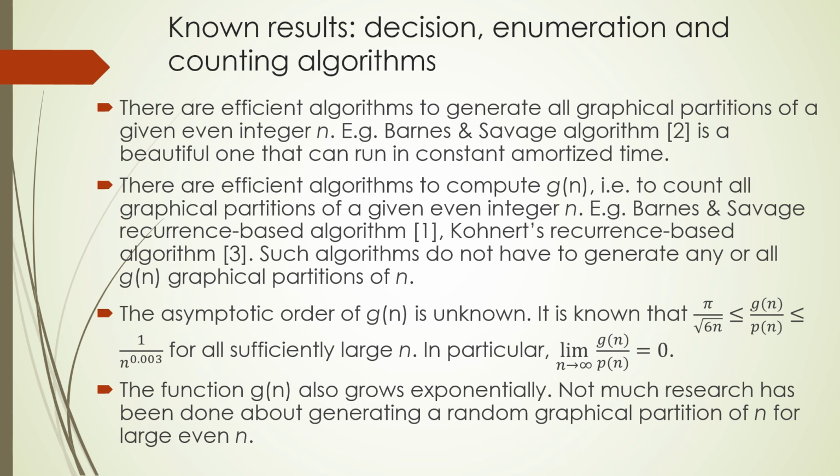Unfortunately, we are unable to derive the asymptotic order of the function Gn itself right now. We only know some upper and lower bounds. In particular, compared to the function Pn, Gn grows relatively small. The ratio approaches 0 when n grows large. But we do know that the function Gn itself still grows exponentially fast, and it seems that not much research has been done about generating a random graphical partition when n is large.